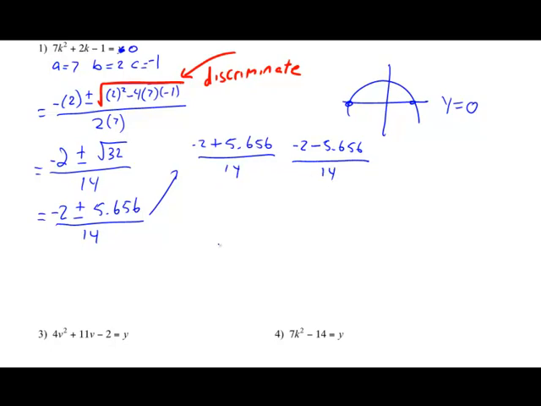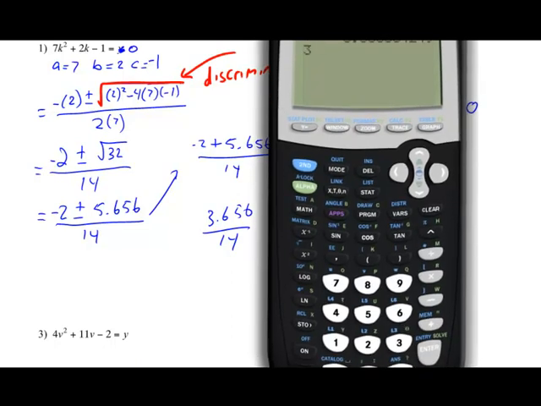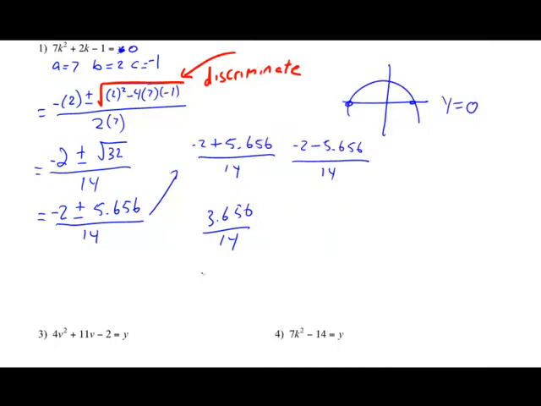I'm going to solve one at a time. -2 plus 5.656 is going to be 3.656, divided by 14. I can't do that in my head either, so 3.656 divided by 14 gives me 0.2611.